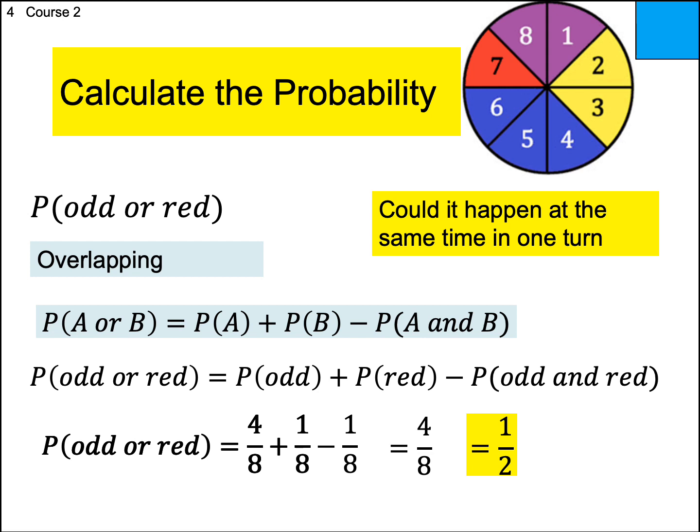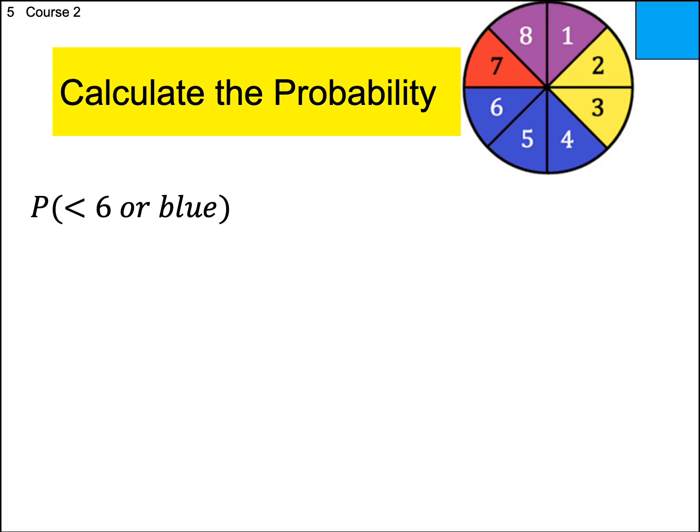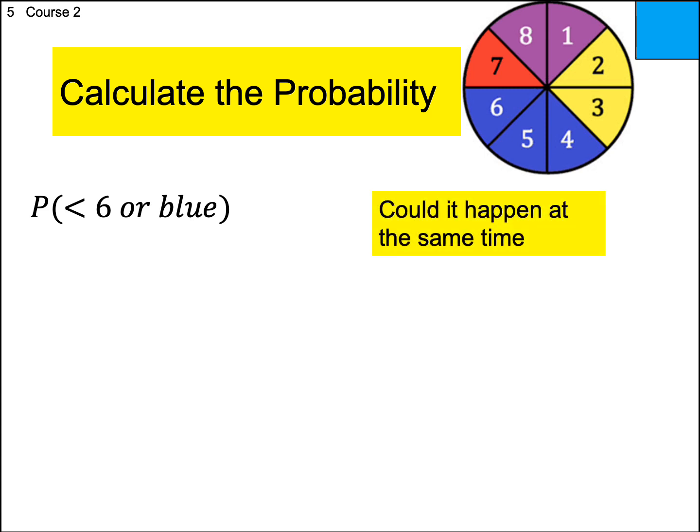Okay, you guys are doing well. How about a weird looking one? What does that even mean? Well, if you have challenges with these, just read it slowly, think about it. So the probability, that's the P, of less than 6 or blue. That's what that means. Less than 6 or blue. Could you be both blue and less than 6? Well, 5 is less than 6 and 5 is blue, so the answer is yes. So these are overlapping events. Do you see that?